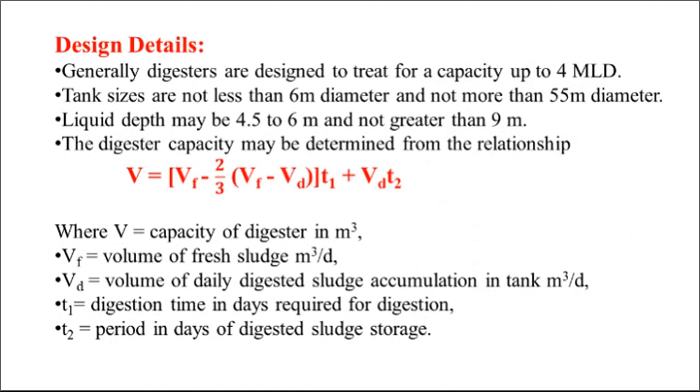Design details for this. Generally these digesters are designed to treat sludge of about 4 MLD capacity. The tank size is not less than 6 meter diameter and not more than 55 meter in diameter. Liquid depth in the tank may be 4.5 to 6 meter and not greater than 9 meter.